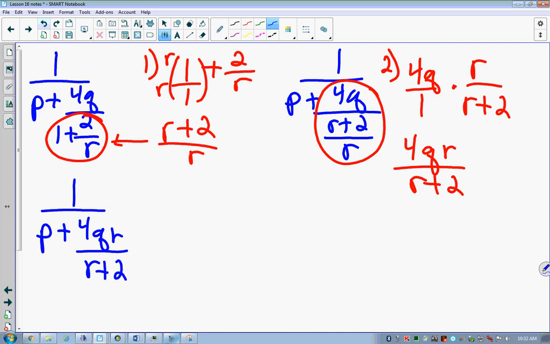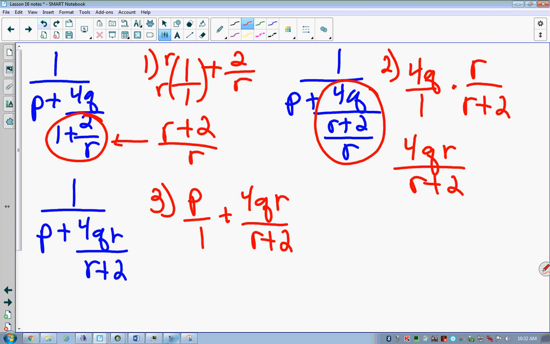Now, do you see at this point, I'm kind of back to the same thing that I had in step number 1, right? I had 1 plus 2 over r. Now I have p plus 4qr over r plus 2. So I solve it the same way that I solved that other one, right? I set p over 1 plus 4qr over r plus 2.